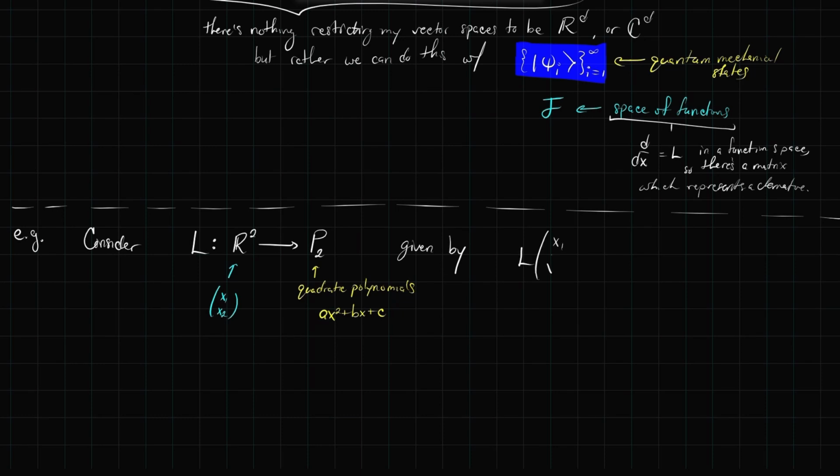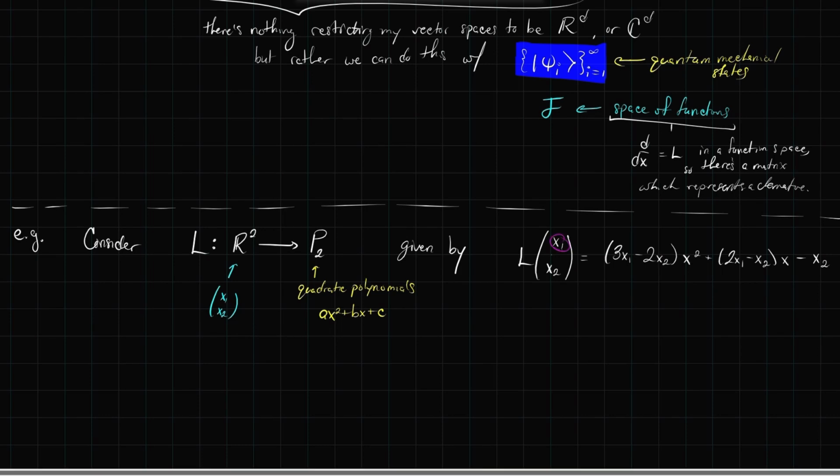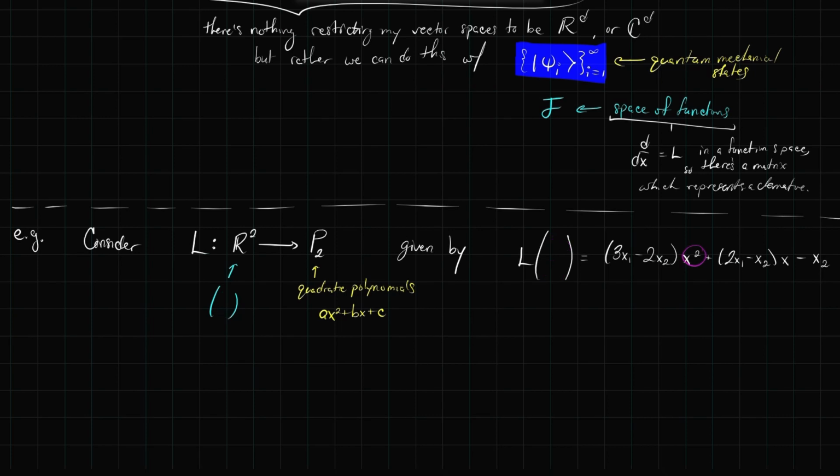And so let's consider the linear map given by L of x1, x2 is 3x1 minus 2x2 x squared plus 2x1 minus x2 x minus x2. So now this is a little bit confusing because I got x's here and x's here, and those are not the same x's. So maybe I'll make our lives a little prettier and call these ones a and b instead, because two-dimensional vectors can have whatever names we want them to have. So if I put an a and a b there instead, I can say 3a minus 2b, 2a minus b, and minus b. So let's call this space a and b instead.